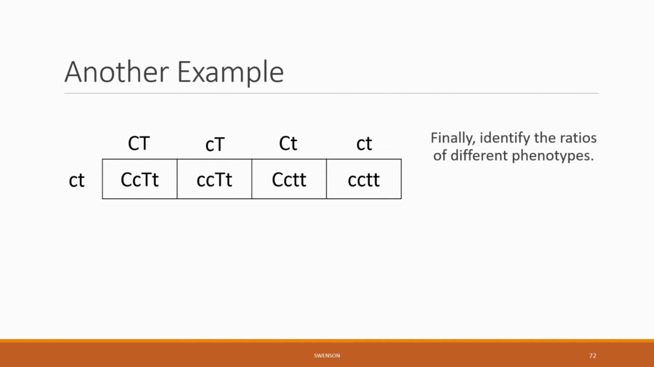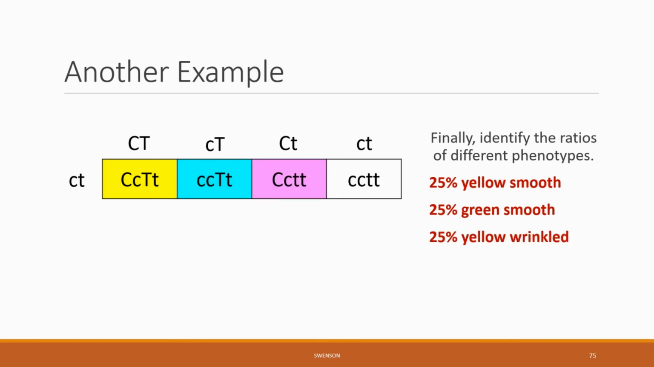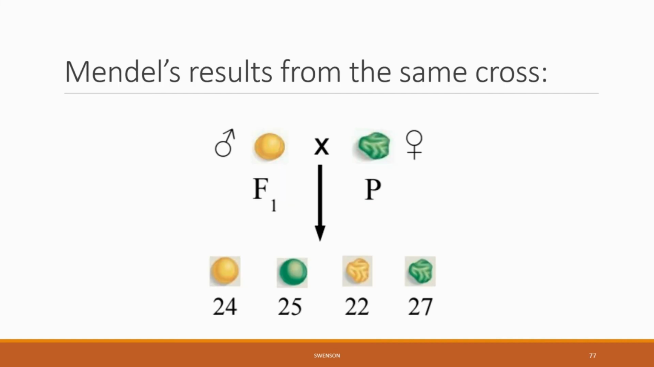So yellow smooth is going to be 25%, 1 of 4. Green smooth will be 25%. Yellow wrinkled will be 25%. And green wrinkled will be 25%. And here are Mendel's results, quite close to a 1 to 4 ratio for each.